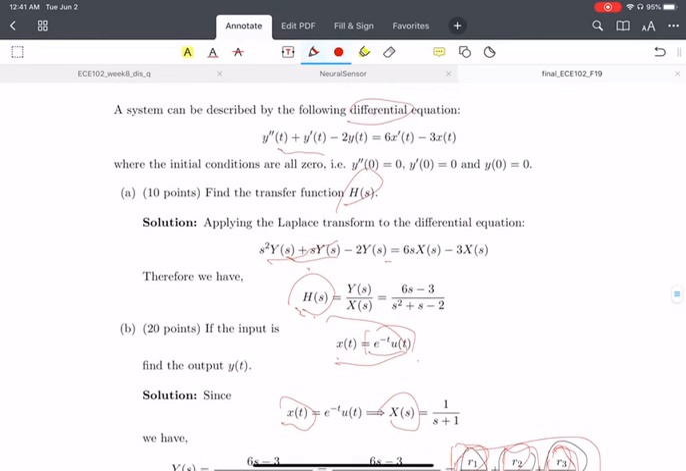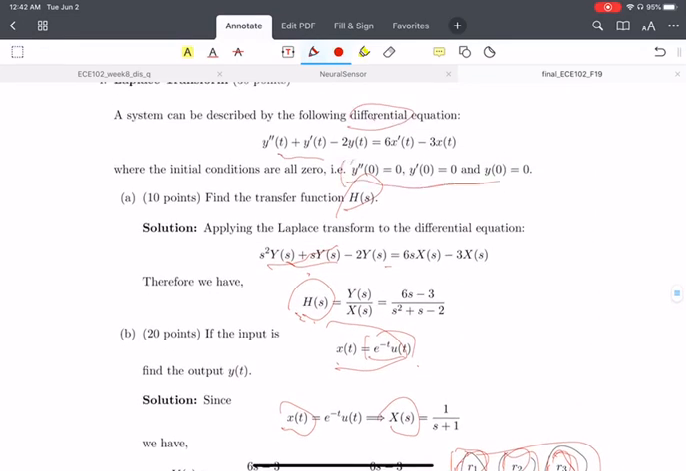So here is one key thing: we put the initial conditions to be all zero. So in this step, we don't need to consider them. But keep in mind, if we define the initial conditions as non-zero, you should be careful with that step of the Laplace transform.